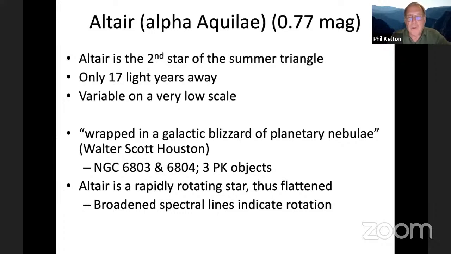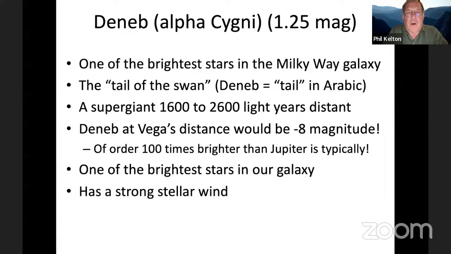It's also a rapid rotator and flattened as a result of that. And the way we determine things are rotated is from the broader spectral lines in the spectrum of the star, which are broadened by that rotation. Okay, Deneb, or Alpha Cygni, is slightly fainter yet again.